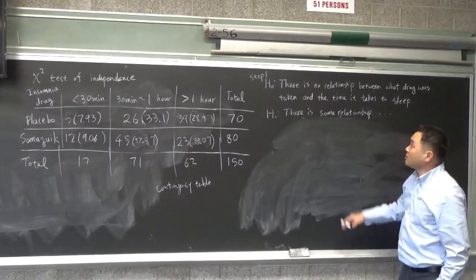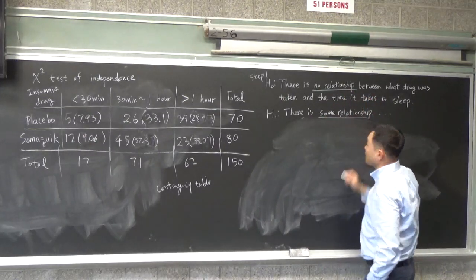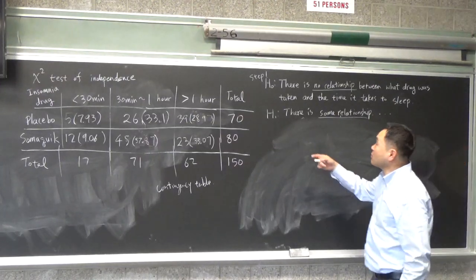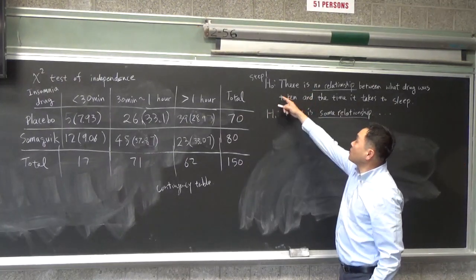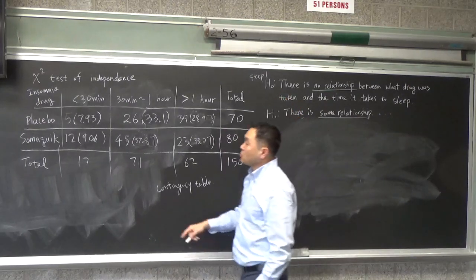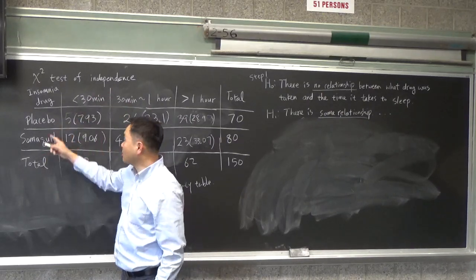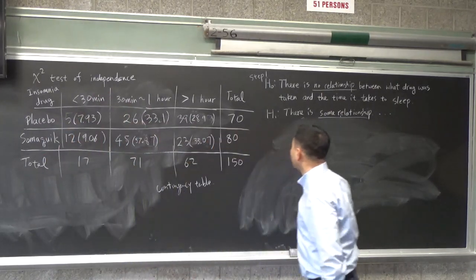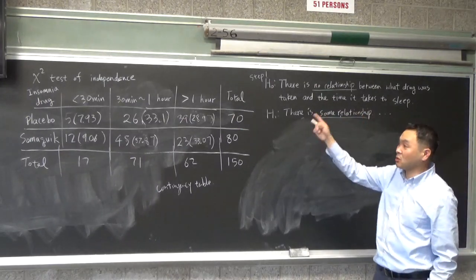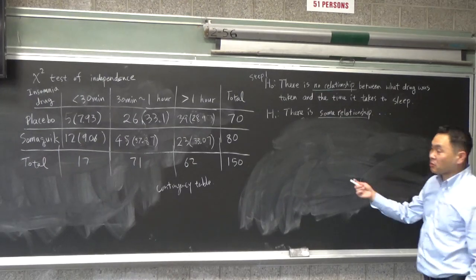All right, so this is about no relationship and some relationship. That's all there is, okay? Or you can phrase it like this. You can say the null hypothesis is that the two variables are independent, okay? And the alternative hypothesis is that there is some dependency between the variables. That's another way to state these hypotheses.